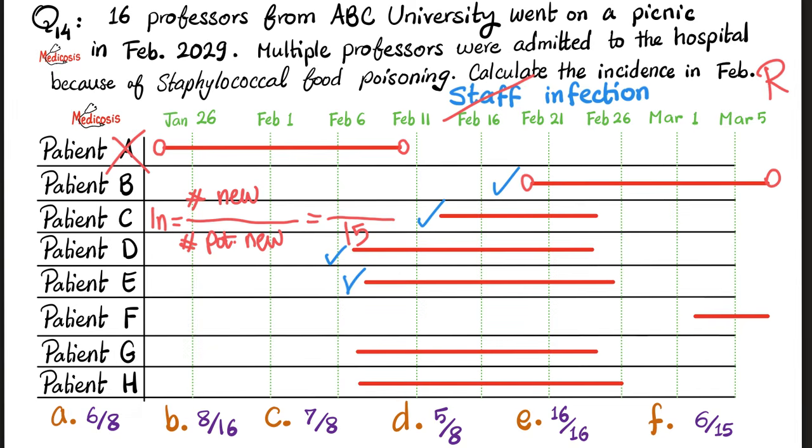How about patient G? Started the sickness in February. All right, so that's with me. How about H? Also with me. So what's my numerator? Here is 1, 2, 3, 4, 5, and 6. My numerator is 6 and my denominator is 15. So the correct answer here is choice F. 6 over 15 is the correct answer.